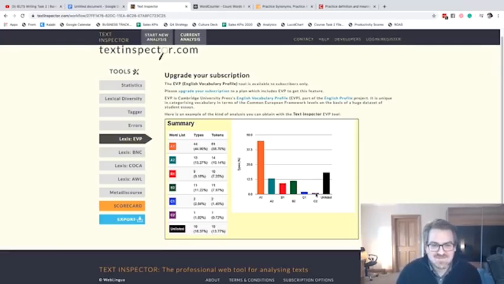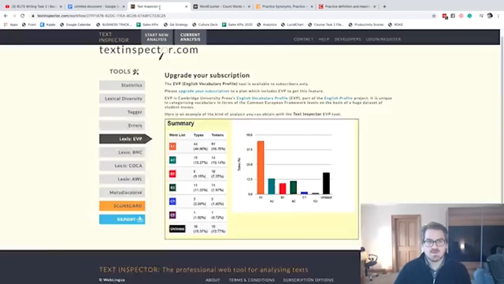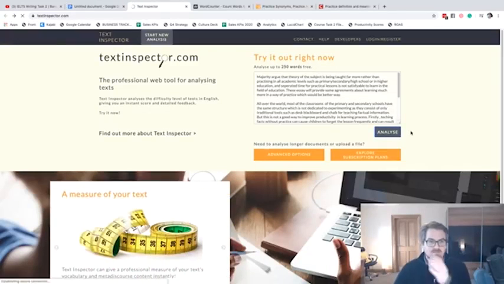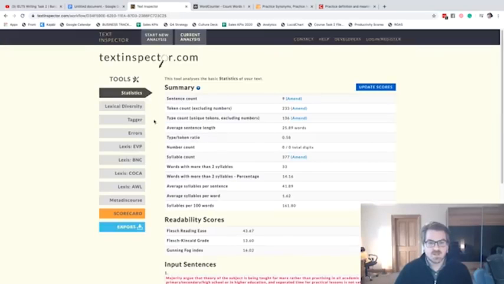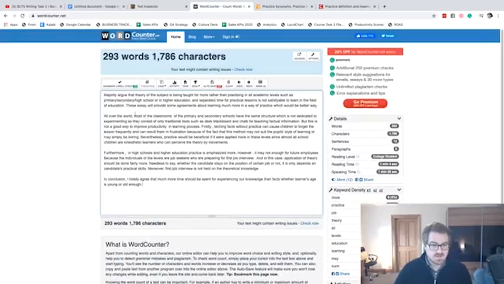sense, let's say. But while you're writing your own essays, what you can do is put this into Text Inspector, click analyze, and it will analyze all of the words in there for you, and then go to Lexis EVP, and it'll give you this nice little breakdown. There's also a nice little tool here. All these are totally free, by the way.